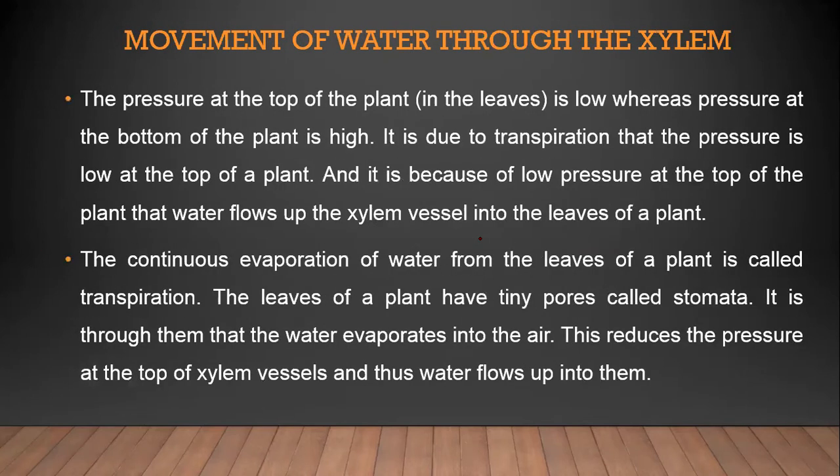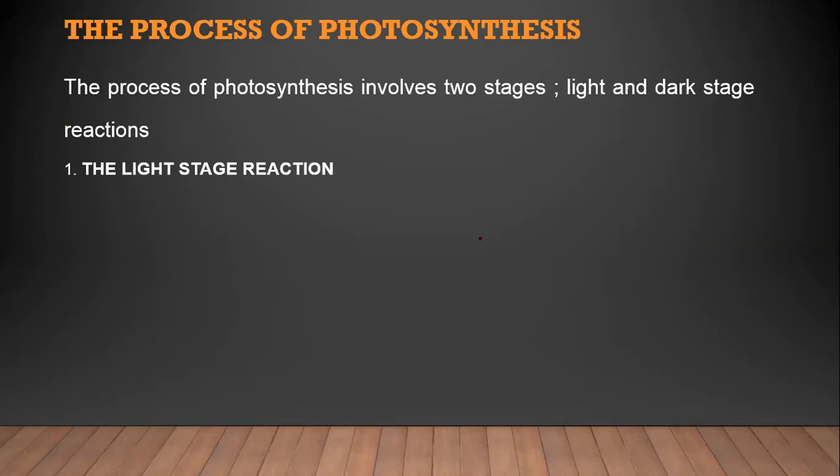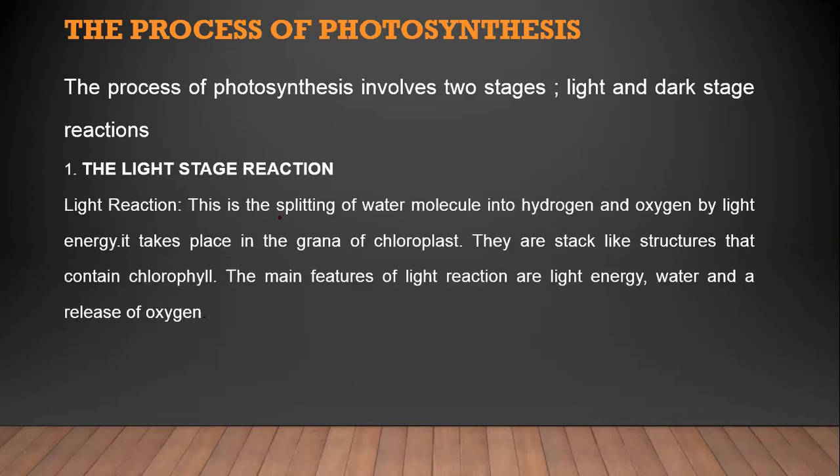All right, let's continue. Now, we are saying the process of photosynthesis involves two stages. There is what we call the light and dark stage reactions. Now, what is the light stage reaction? So, the light stage reaction is simply the splitting of the water molecules into hydrogen and oxygen by light energy. So, the water molecule simply looks like this. By now, you should be having an idea of this one.